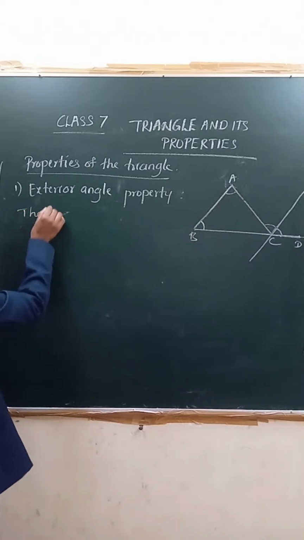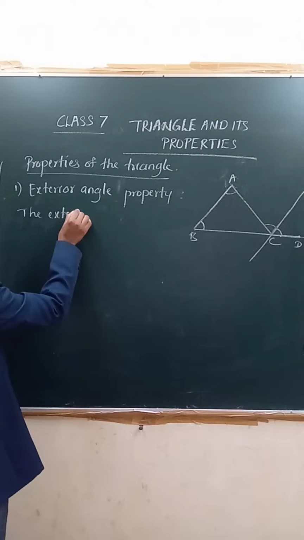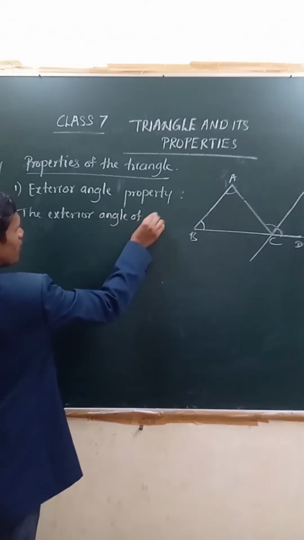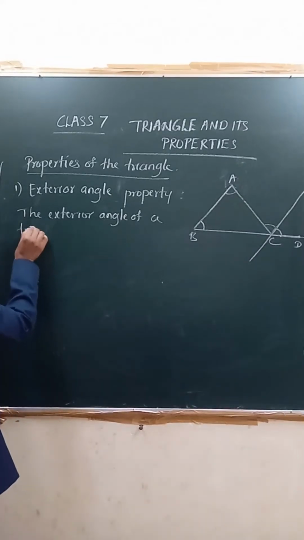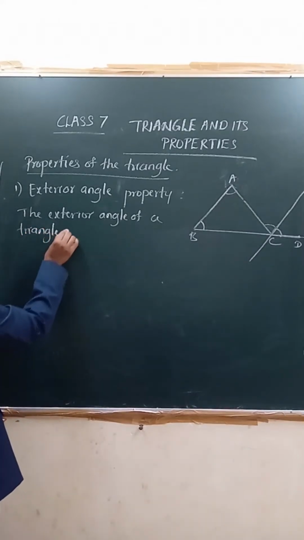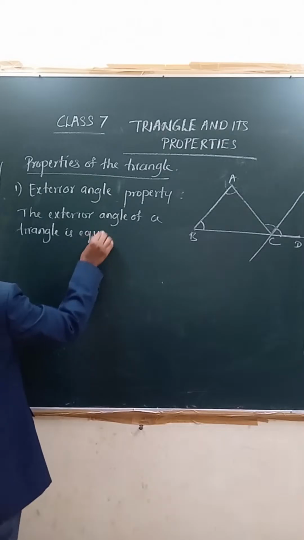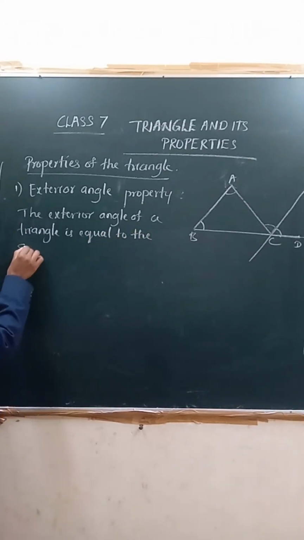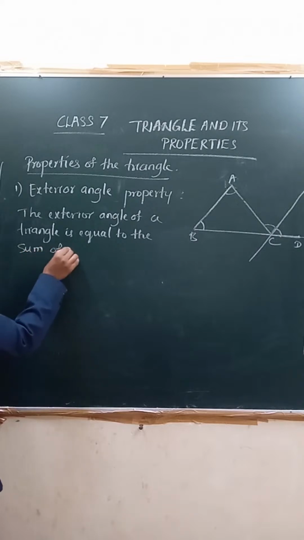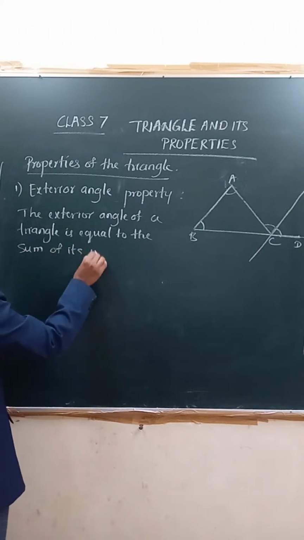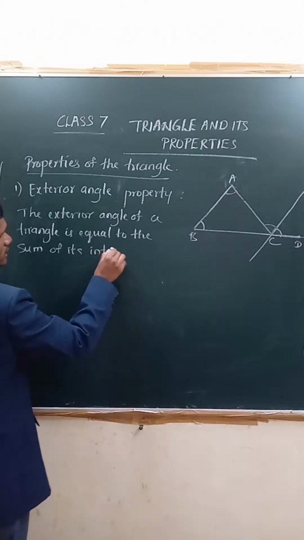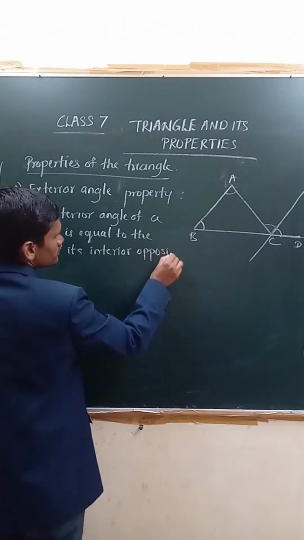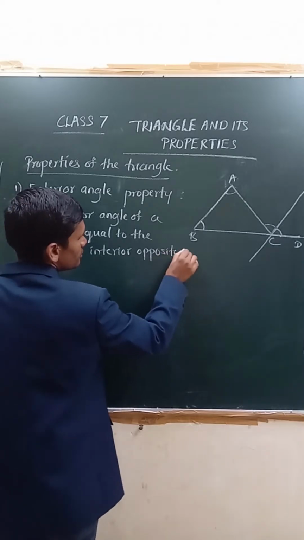the exterior angle of a triangle is equal to the sum of its interior opposite angles.